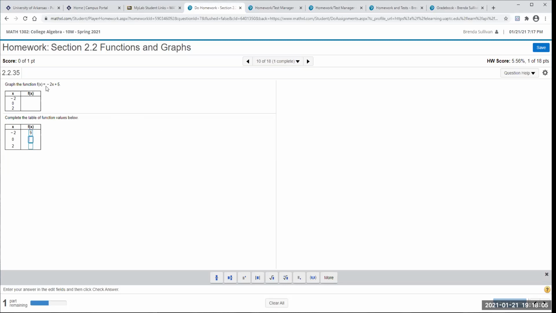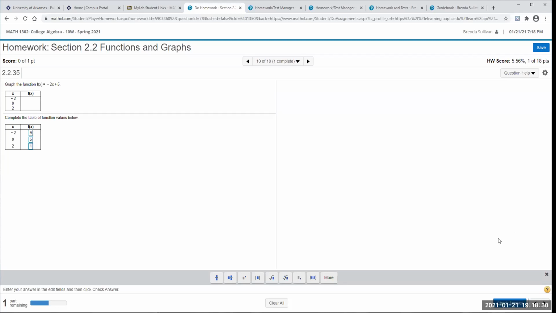0. Negative 2 times 0 is 0. 0 plus 5 would be 5. So I'm going to put 5 in there. And 2, negative 2 times 2 would be negative 4. Negative 4 plus 5 would be 1.